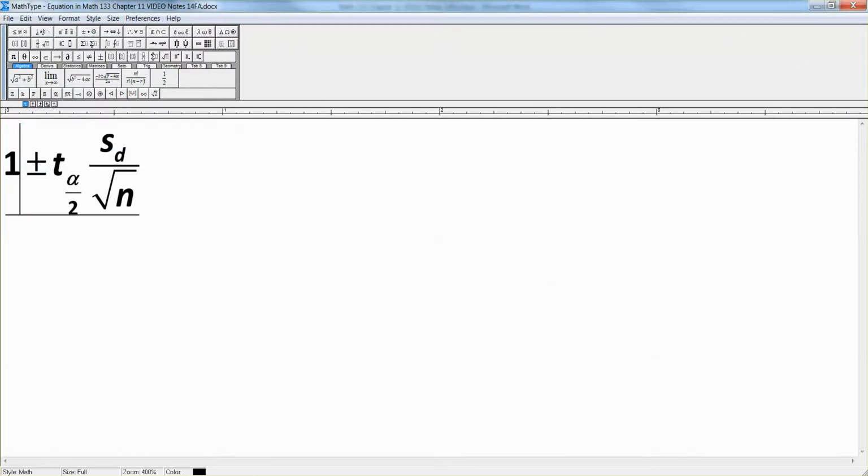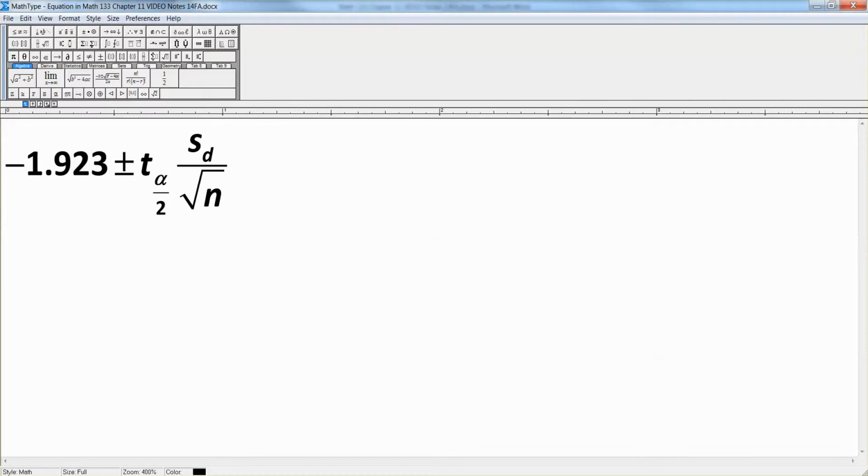So this was negative 1.923. And then t alpha over 2, I'll figure that out in a minute. That's going to be the hard part. But the s was 1.605. And then the square root of n is the square root of 13.